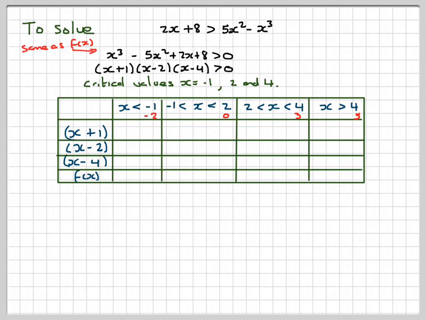We substitute minus 2 into x plus 1, and we get that it's negative, because minus 2 plus 1 is negative. Minus 2 take away 2 is negative. Minus 2 take away 4 is also minus 6, which is negative. A negative times a negative is a positive times a negative is a negative. Putting in 0, we're going to get positive, negative, negative, so a positive times a negative is negative, negative times a negative is positive. Putting in 3, we're going to get positive, 3 take away 2 is also positive, 3 take away 4 is negative, positive times a positive is positive, a positive times a negative is negative.